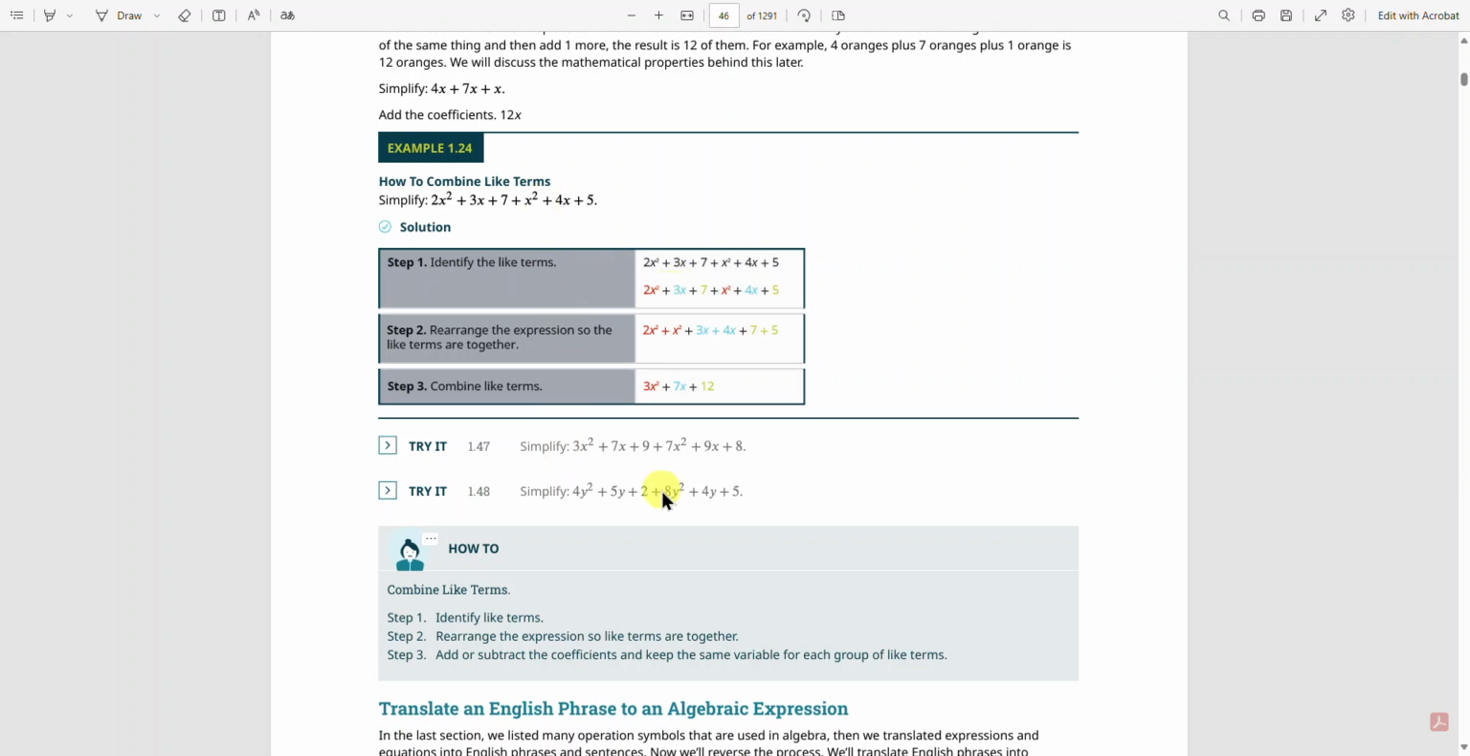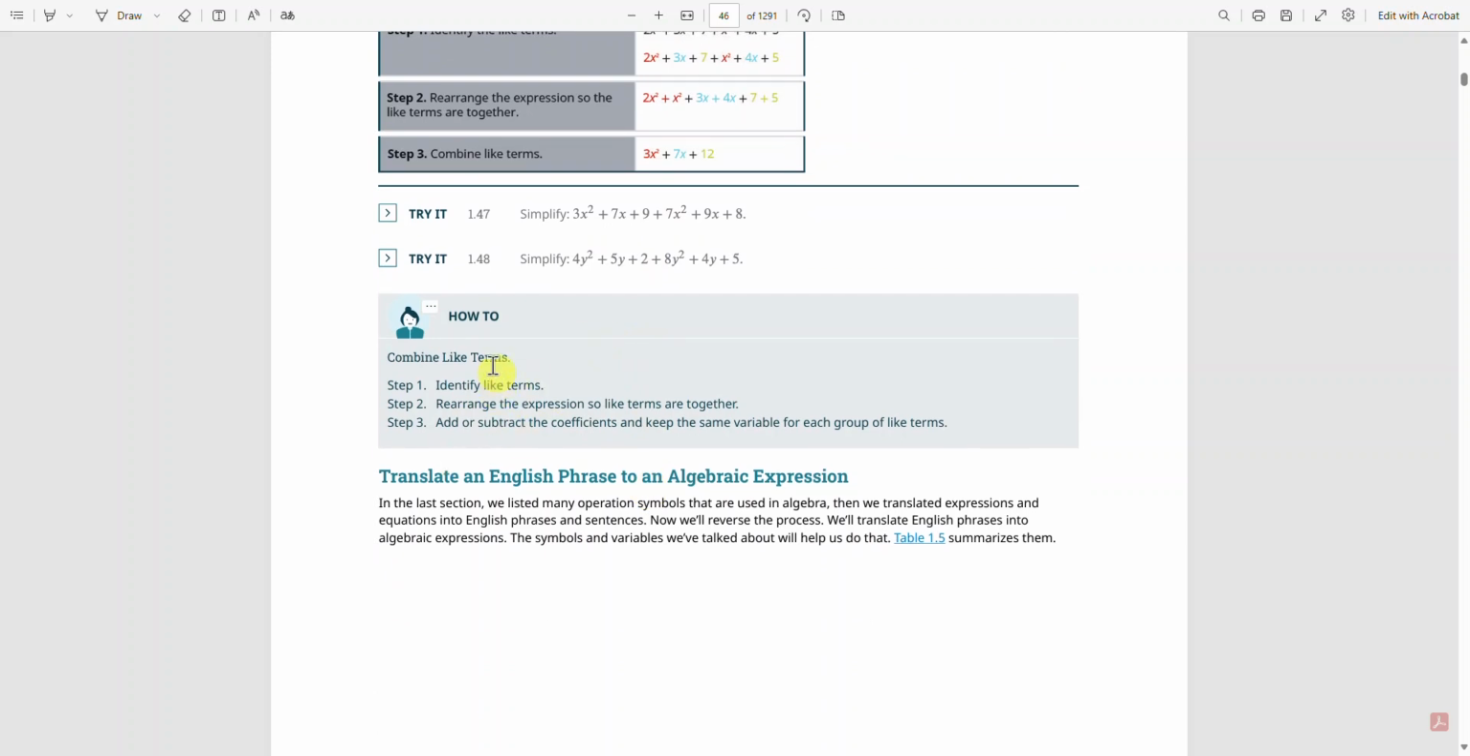It's very simple. So here in the box, we've got an explanation of the rule for combining like terms, how to combine like terms. First, identify any like terms in the expression. Then you can rearrange the expression so the like terms are together. And then lastly, you can add or subtract the coefficients, that is the constants or the numbers in front of the variables. You can simply add or subtract them and keep the same variable for each group of like terms.